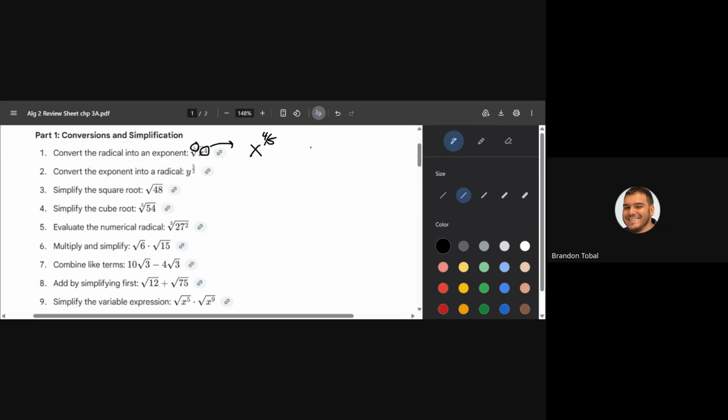It could have also looked like this. This will also result in the same thing. So both are valid, okay?